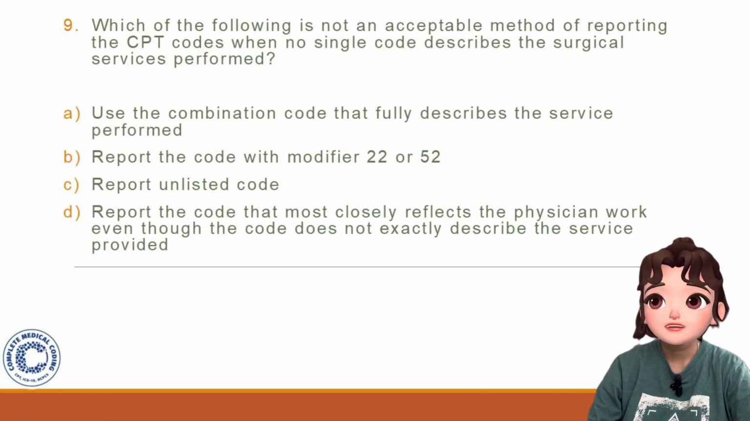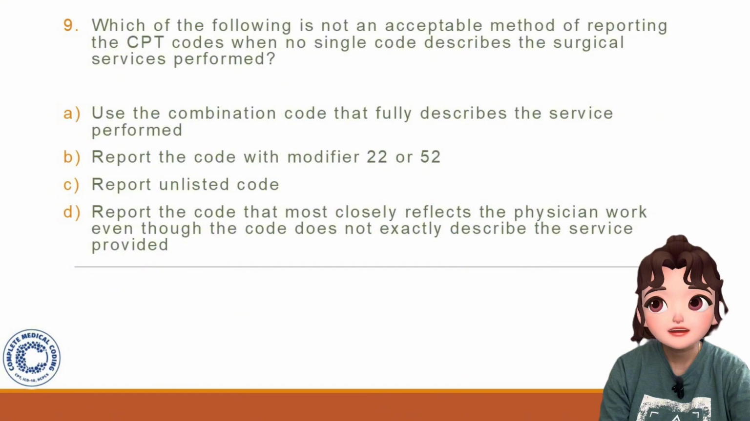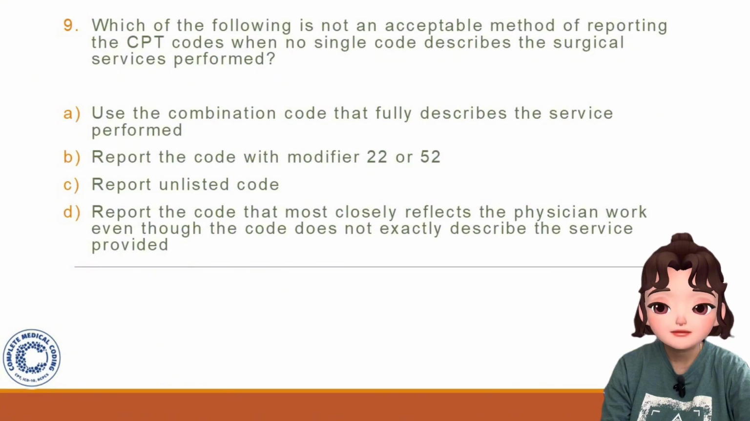Ninth question, which of the following is not an acceptable method of reporting the CPT codes when no single code describes the surgical services performed? So in the question, you will come to know that it is a surgical service. For a surgical service, if no single code exists, what will you do? What are the options? Use the combination code that fully describes the service performed. You should always use the combination code, right? But in the question, it is already mentioned there is no single code, which means there is no combination code. So what will you do?